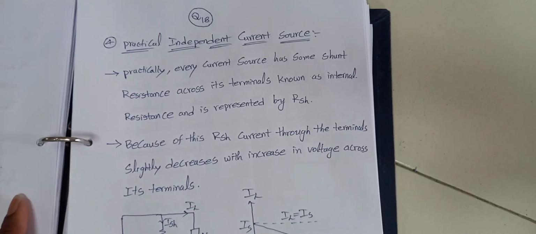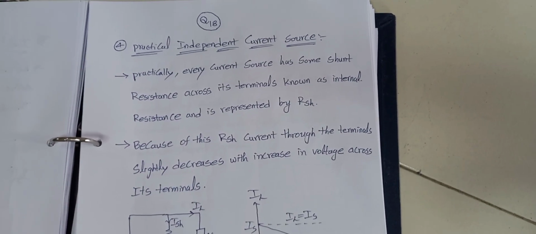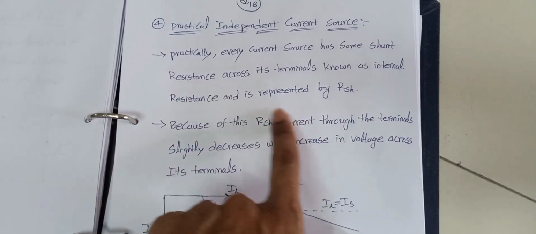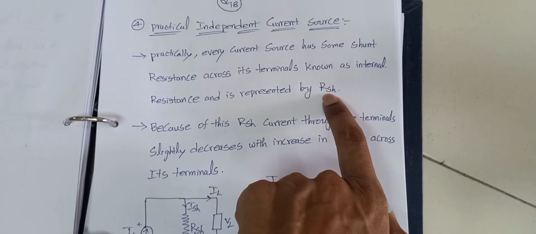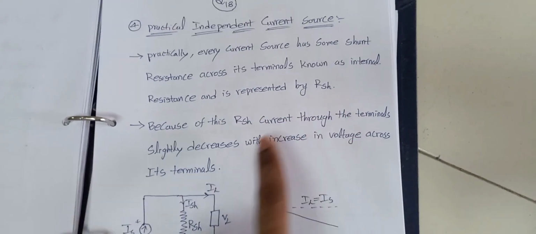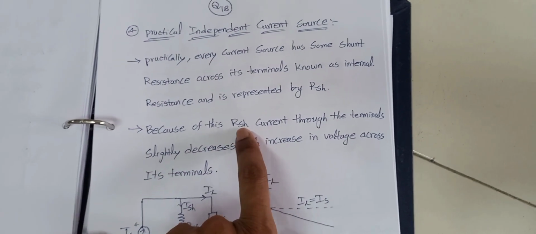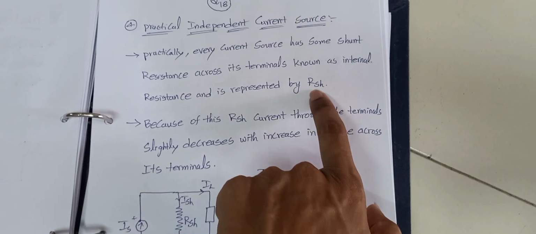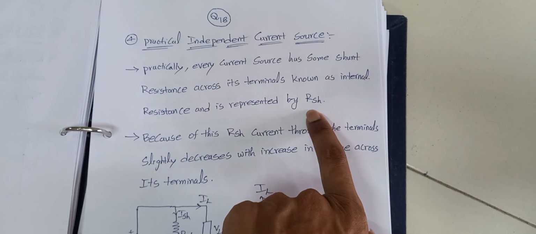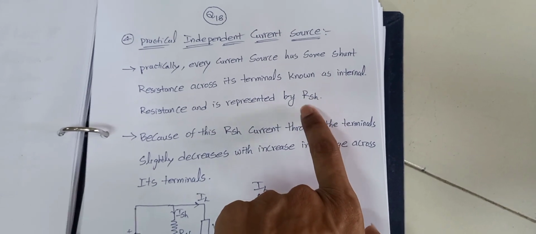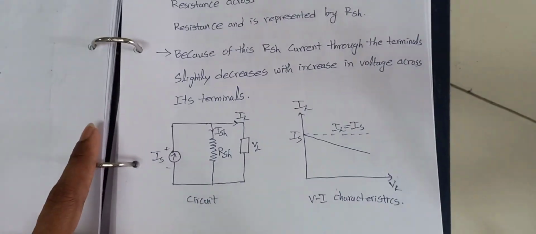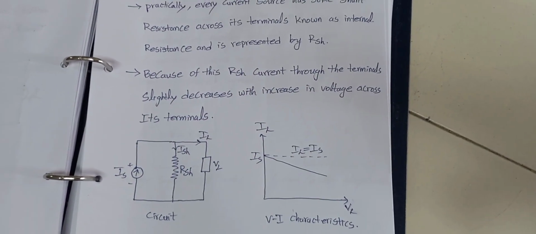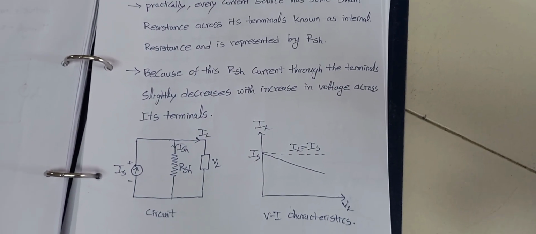That is the major difference between a practical independent voltage source and a practical independent current source. Previously we took RSE, a series resistance, but here we take a shunt resistance. RSH means shunt resistance. So that is the only difference between a practical independent voltage source and a practical independent current source. You remember here, because of the RSH, the current through the terminals slightly decreases with an increase in voltage across its terminals.